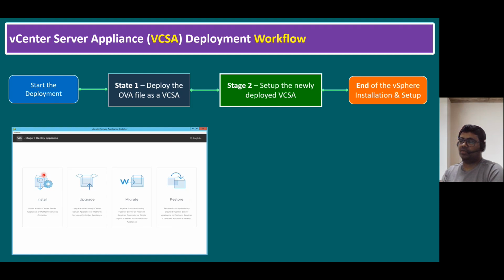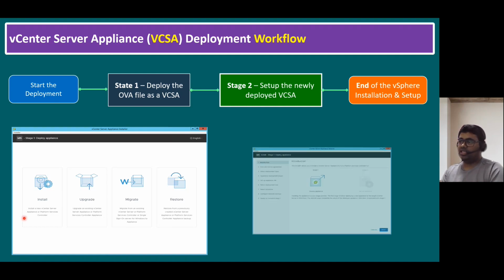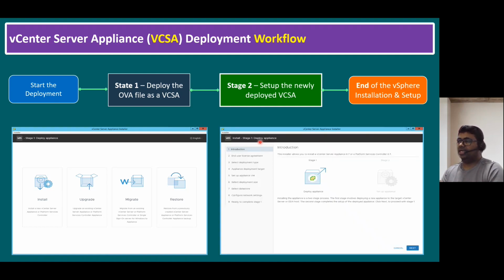But for a fresh setup, we always go with install. And stage two is deploying the appliance. In stage two, it will always set up the appliance. During the setup, normally it will accept the license agreement. The main key part here is that we have to choose the datastore, configure the network settings, and in addition, configure the time settings, like enabling the Network Time Protocol. Okay, this is the importance of the vCenter Server Appliance deployment workflow.